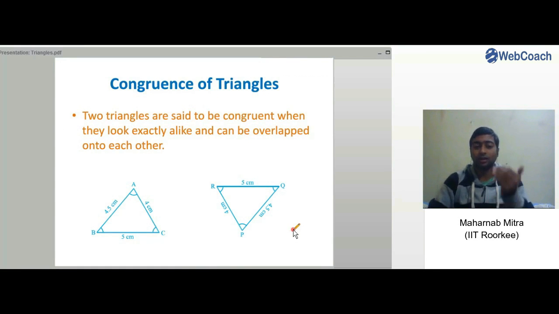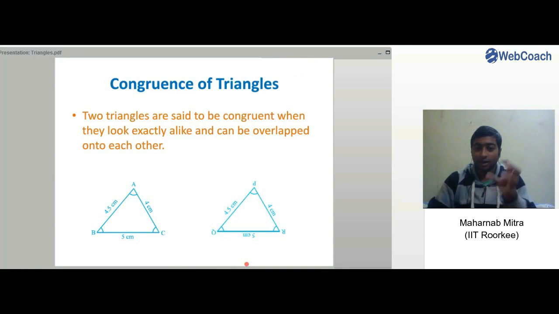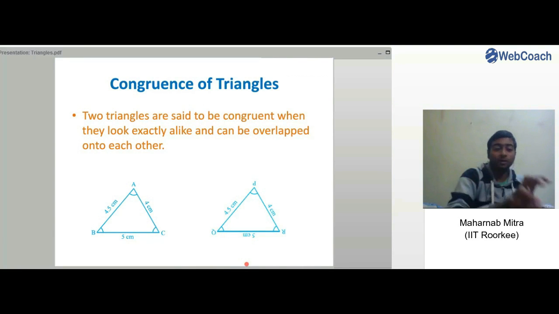Like these two triangles, triangle ABC and triangle PQR. These two triangles do not seem to be exactly equal, right? When they are overlapped onto each other, they seem not to match. But what you can do is rotate the triangle PQR 180 degrees, and now if you try to overlap it on ABC, you will see that it exactly overlaps onto ABC, right? It looks exactly equal to ABC.